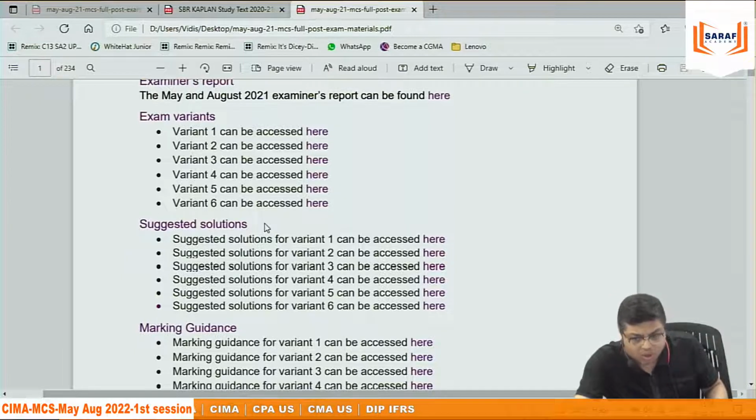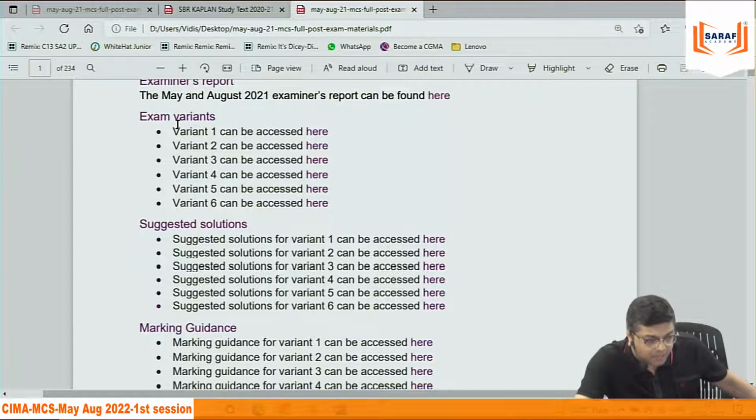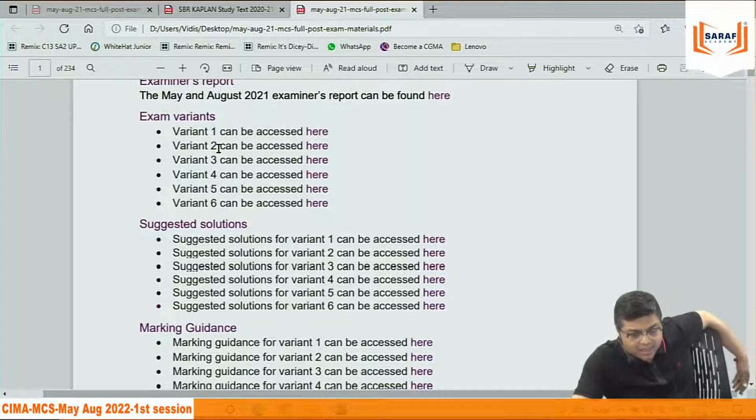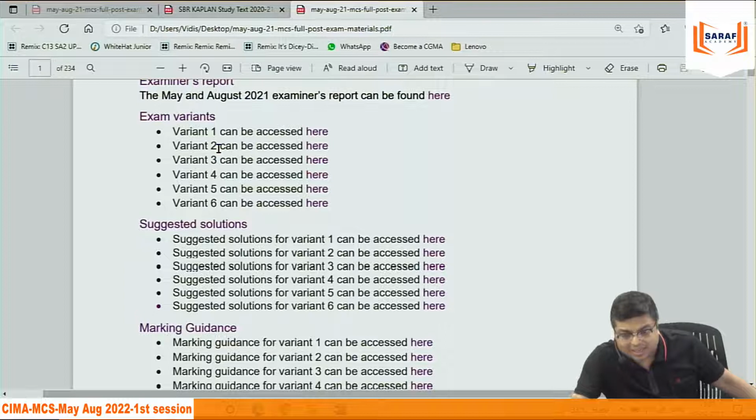But all the variants are not of the same standard. Maybe suppose variants 1 and 2 are difficult. Variants 5 and 6 are very easy. Variants 3 and 4 are mediocre. The examiner is saying that if variants 1 and 2 are very difficult, and suppose a student scores 50 out of 100, so out of 150, 75. But for variants 1 and 2, the institute has decided that the weight will be 110%. So 75 into 110% is 82.5. So a student has passed because in a difficult variant, they have decided the weightage of 110, 115, 120%.